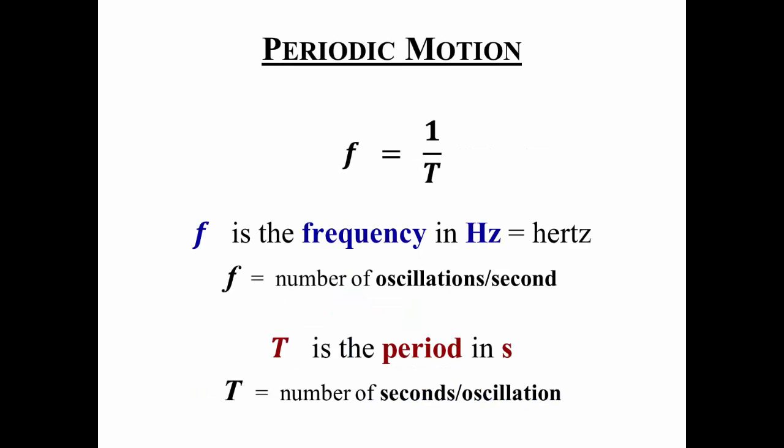The important variables here are the frequency, which is measured in hertz, which is the number of oscillations per second, and the period, which is measured in seconds, which is the number of seconds per oscillation. One is just the reciprocal of the other. So if you know the frequency, its reciprocal is the period. If you know the period, its reciprocal is the frequency.